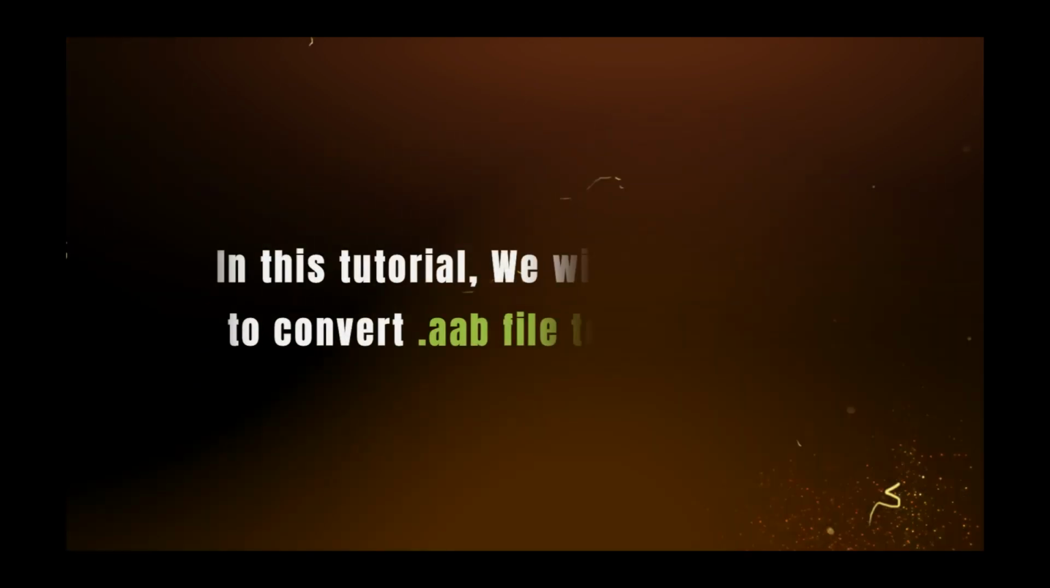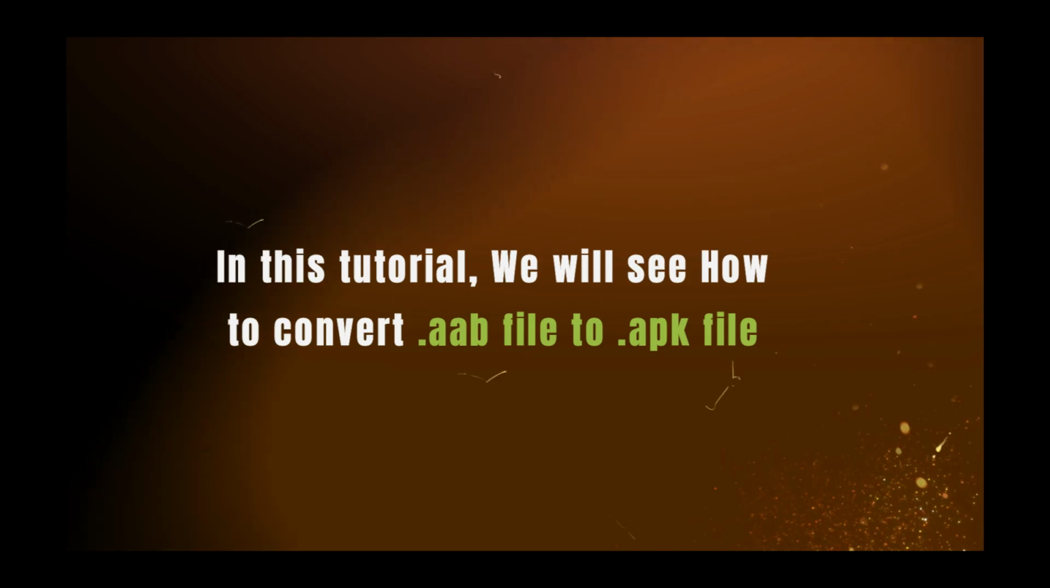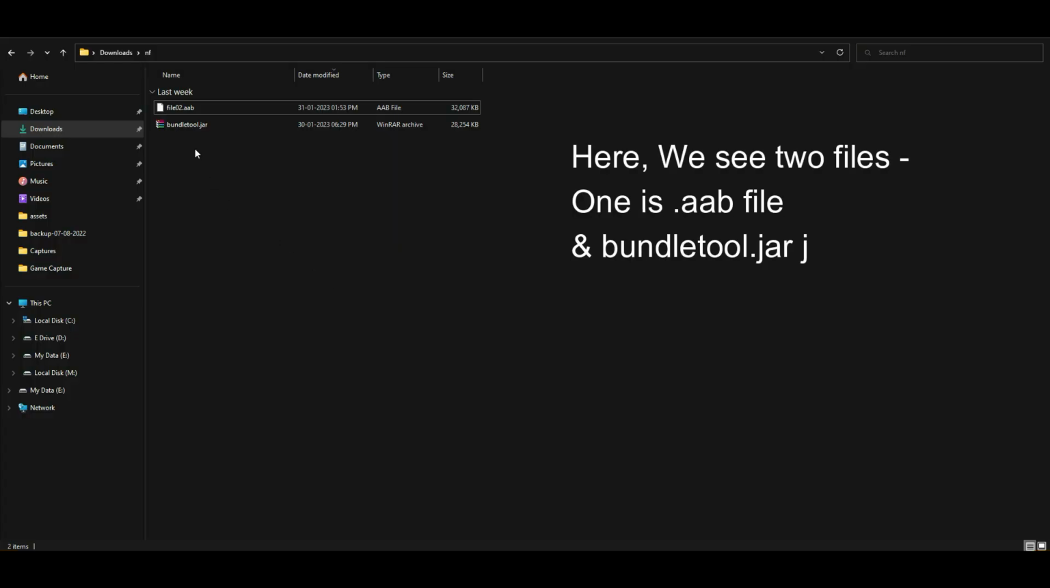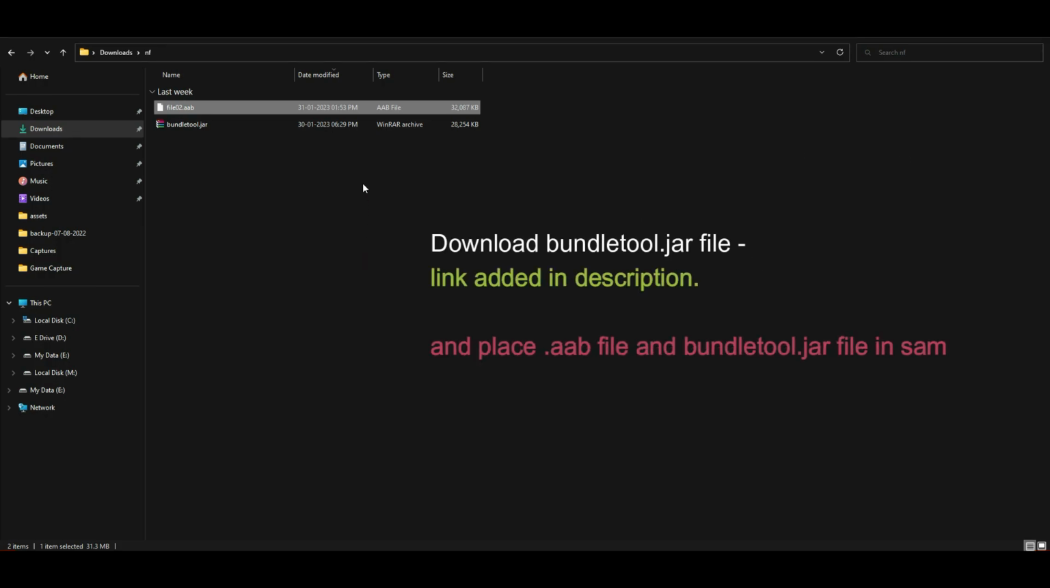In this tutorial, we will see how to convert .aab file to .apk file. Here, we see two files. One is .aab file, and the other is bundletool.jar Java file. Download bundletool.jar file, link added in description. And place .aab file and bundletool.jar file in same folder.